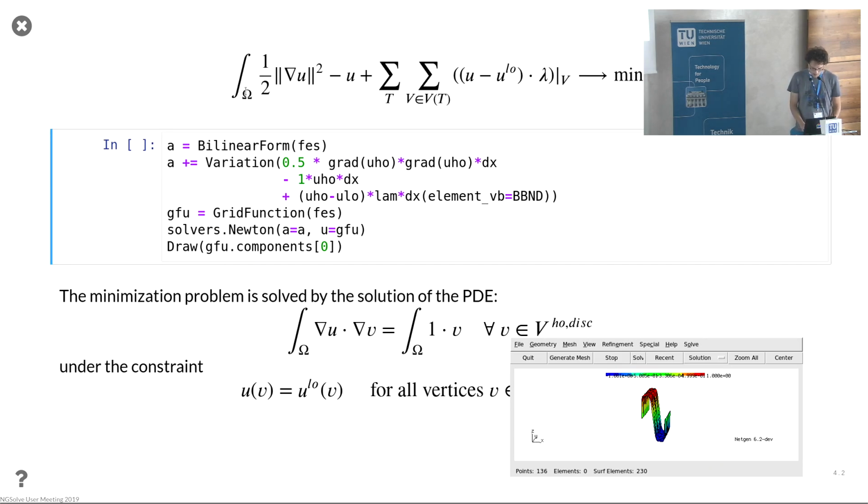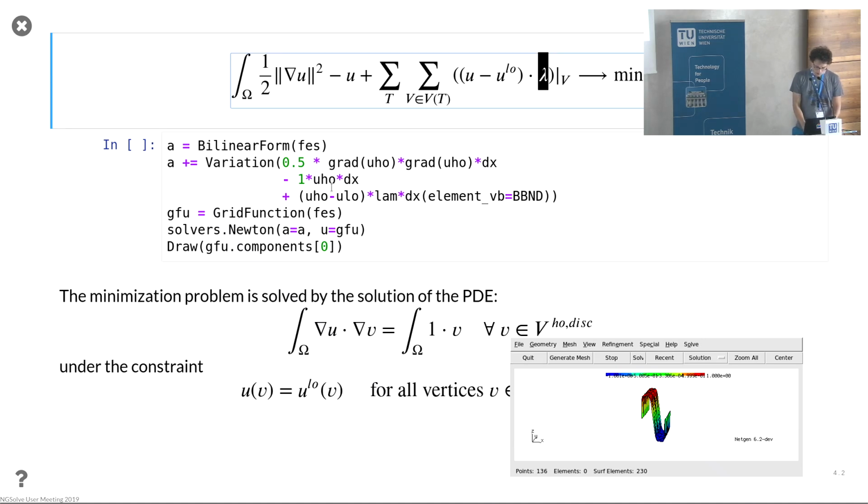Okay, and the right-hand side of the problem is 1, so this is essentially corresponding to this. So you want to minimize that. Let's take a look at the first part. You want to minimize this. This corresponds to solving the following PDE here. So just a Poisson problem with the right-hand side 1. But we also add the Lagrange multiplier here, which says that u minus the low-order function should be 0 with respect to this test space lambda.